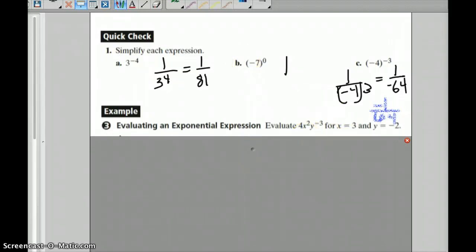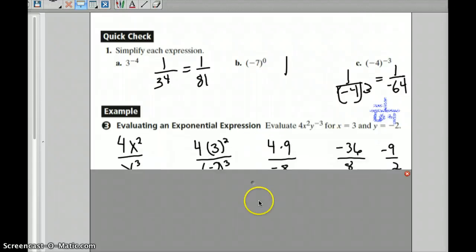So let's look at what we've got here. We've got 4x squared y to the negative 3. And then we've got x equals 3 and y equals negative 2. So we've got some negatives going on here. So the first thing you want to do before you start plugging in x is 3 and y is negative 2, you want to look at your expression and get rid of all of the negative exponents you can. So that's going to be my first step.